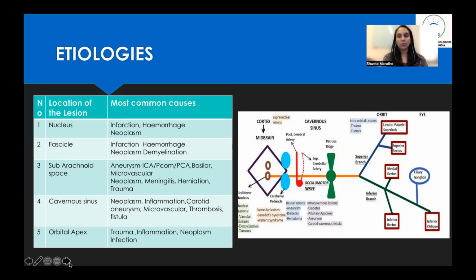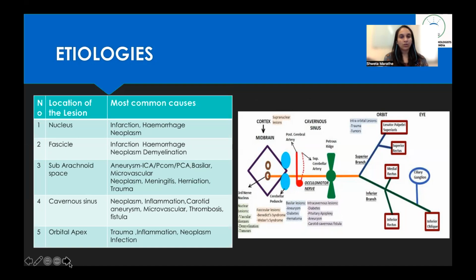So, what does this oculomotor nerve supply? It supplies the extraocular muscles of the eye apart from the lateral rectus and the superior oblique muscle. There is also a branch which goes to the levator palpebrae superioris and also the ciliary ganglion.